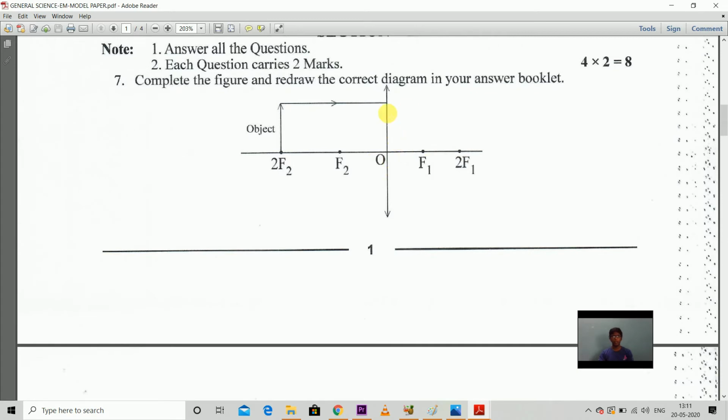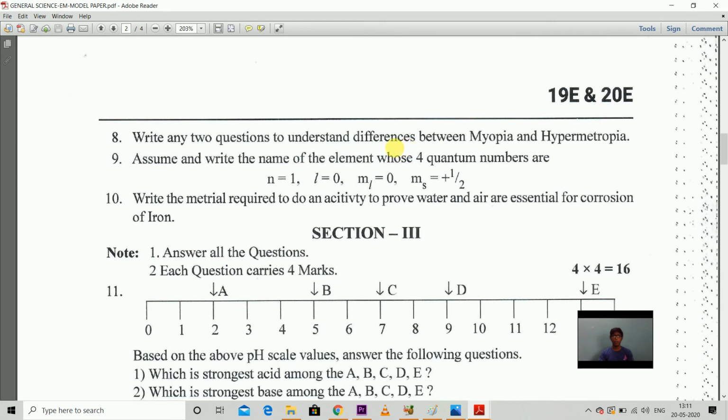So practice the ray diagrams, very important for lens. Okay, and next, if you observe, differences are also asked. So many differences are there. So you prepare; observe what type of questions we are getting, and how we have to divide the topics within this short period of time.